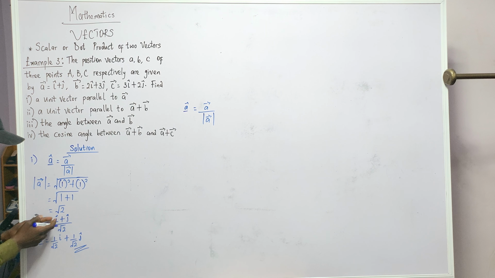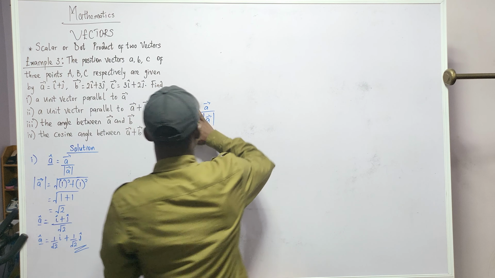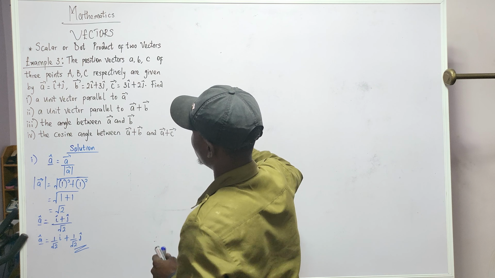So we can separate it by saying, what's the coefficient of I here? 1. So 1 over root 2 I. I times 1 will still go back to I. J times 1 will still go back to J. So 1 over root 2 I plus 1 over root 2 J. So that's all about Roman numeral 1.